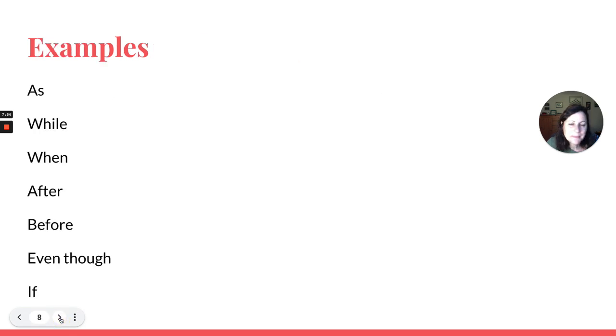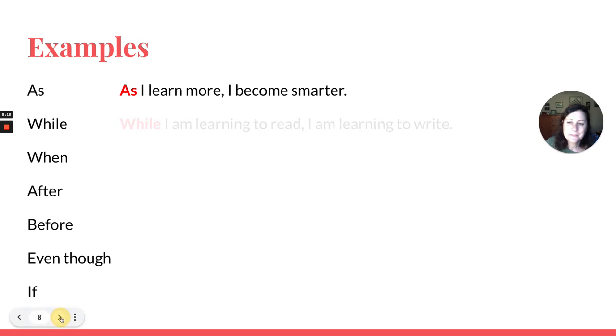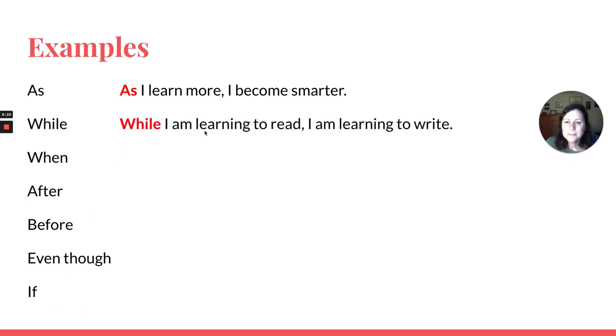Let's take a look at some examples. As. As means the same thing as while, like at the same time. As I learn more, I become smarter. Or you could change the word order. You could say, I become smarter as I learn more. So this part can come second. This means while, at the same time. While I'm learning to read, I'm learning to write. And that's what we're doing in this class.